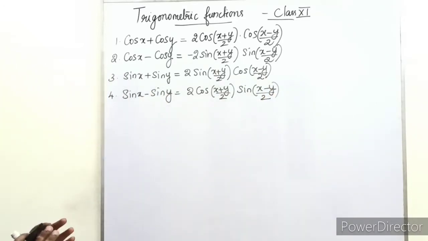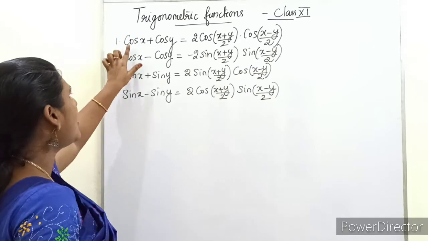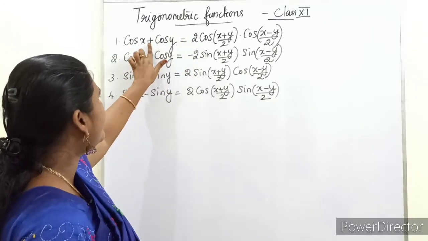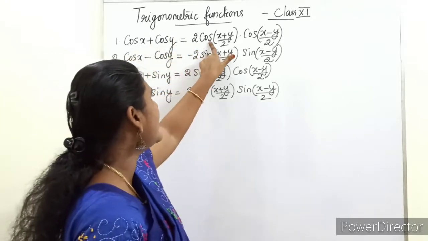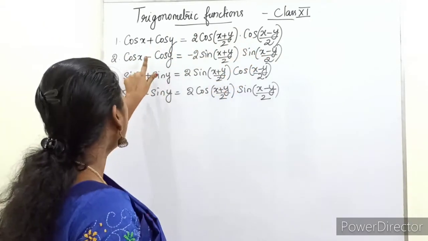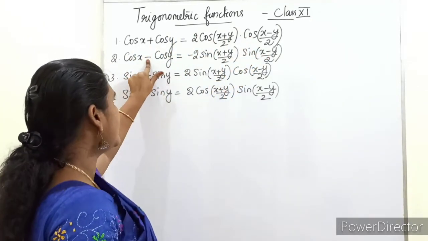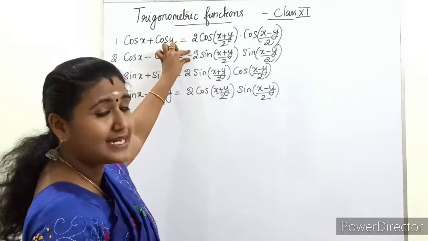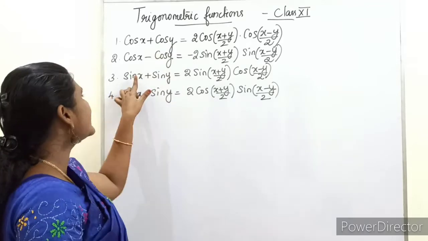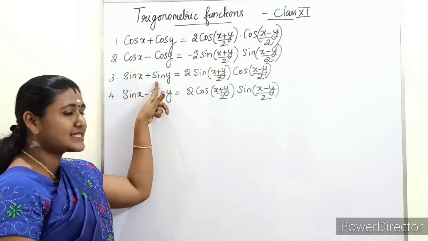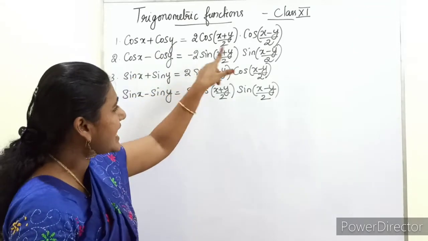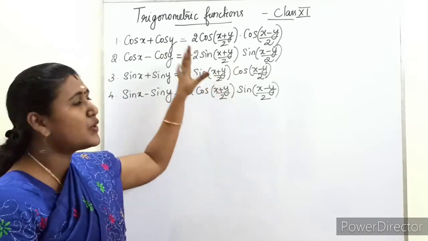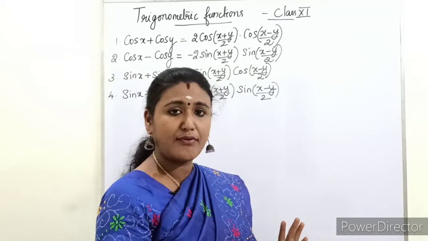So you have to learn all the 4 formulas by heart. You can find some pattern. See here, if both are cos, and it is a plus sign in the middle, you will have both cos here. If you have a minus sign in the formula in the middle, then you will have both sin and you will have a minus sign also. If you have sin x plus sin y, then you will have sin cos, and sin x minus sin y, then cos sin. So you have to learn these 4 formulas by heart.